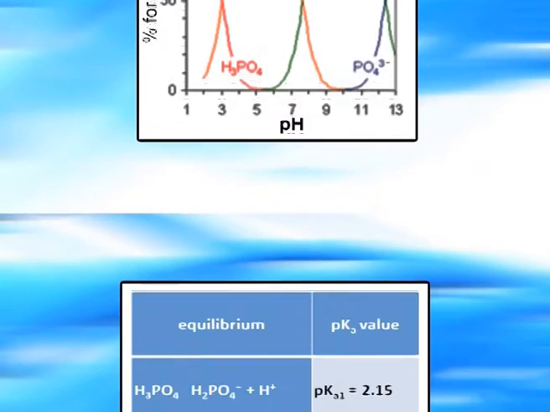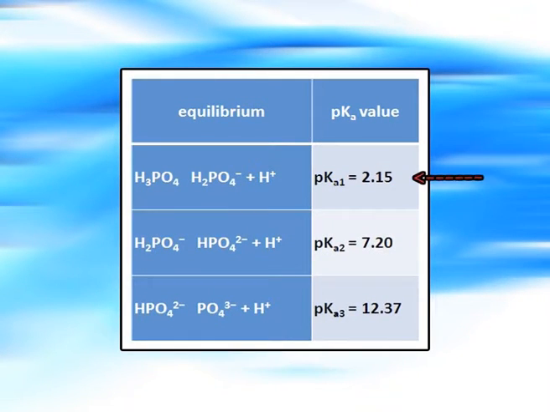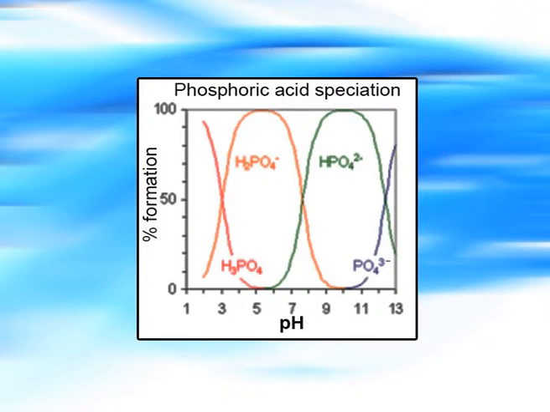Normally, for a polyprotic acid, the value of pK1 is less than that of pK2, which is further less than that of pK3. It's interesting to note that for phosphoric acid, at pH 3, there is a 50-50 population of H3PO4 and H2PO4 minus. However, at pH 6, there is only a single population of H2PO4 minus. And at pH 10, there is a single population of HPO4 2 minus.